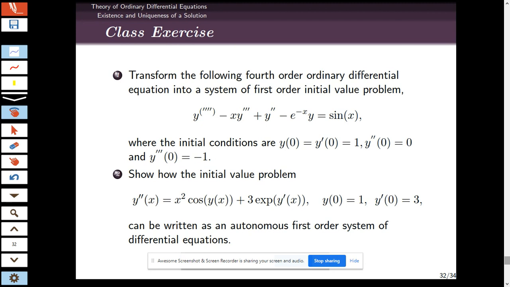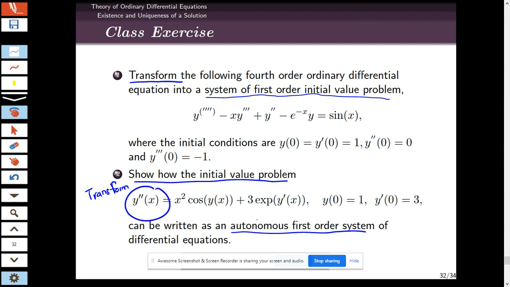Okay, so the first question is to transform the following fourth order equation into a system of first order. And then the initial condition as well is given. You don't have to solve. Saya nak you transform sahaja. Transform only. Okay. And then show how the second order equation can be written as an autonomous first order system. Maksudnya apa? Transform juga. This is another way of saying kita transform. Okay, this is second order. You want to change it to first order. Tapi dia kata autonomous, maksudnya dia depends on Y only, not X.